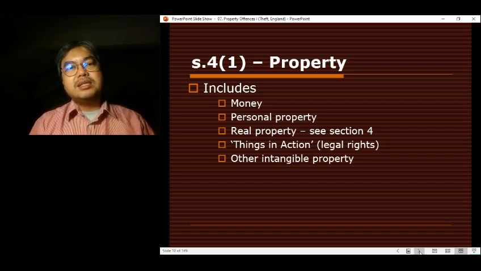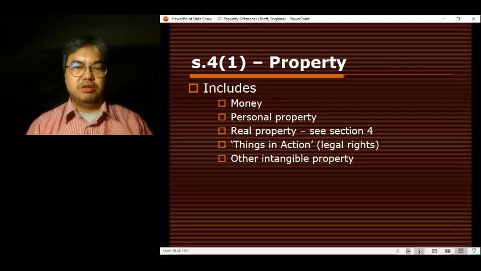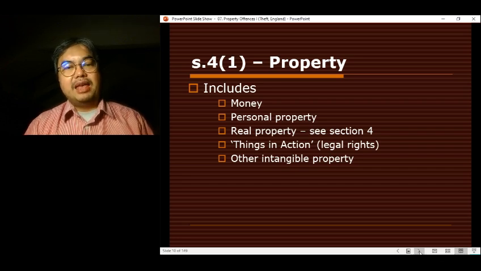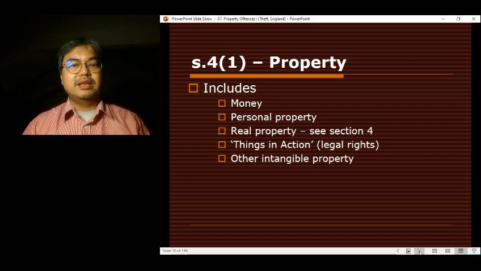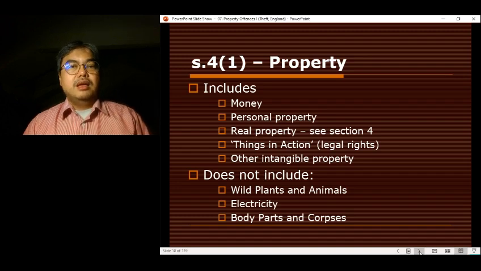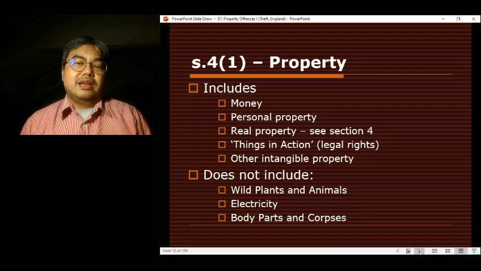That means things that are actionable, legal rights. You have the right to actually sue them for it because it belongs to you. So you can steal a person's share in the company. And other intangible property. It will include things like, for those of you doing or have done intellectual property, patents and intellectual property rights. These are other intangible property. Section 4 also makes it clear that it does not include wild plants and animals, electricity, body parts, and corpses.